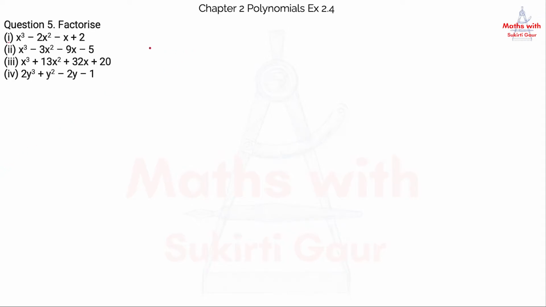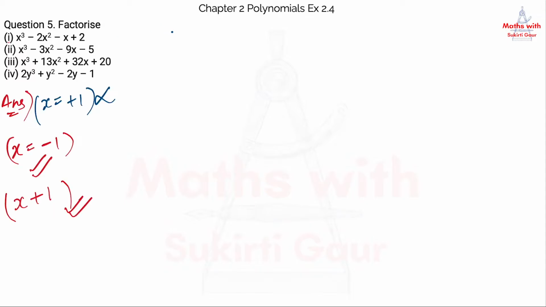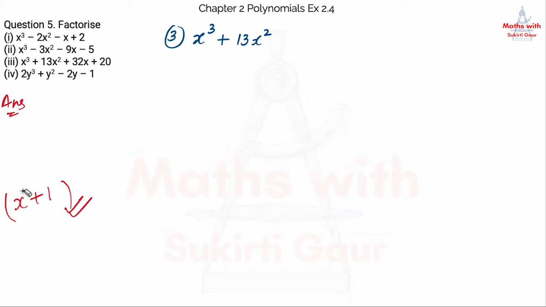So in this video we are going to start with question number 5, exercise 2.4, chapter 2 polynomials. This is from class 9th Maths NCERT book. So the third part is x cube plus 13x square plus 32x plus 20.